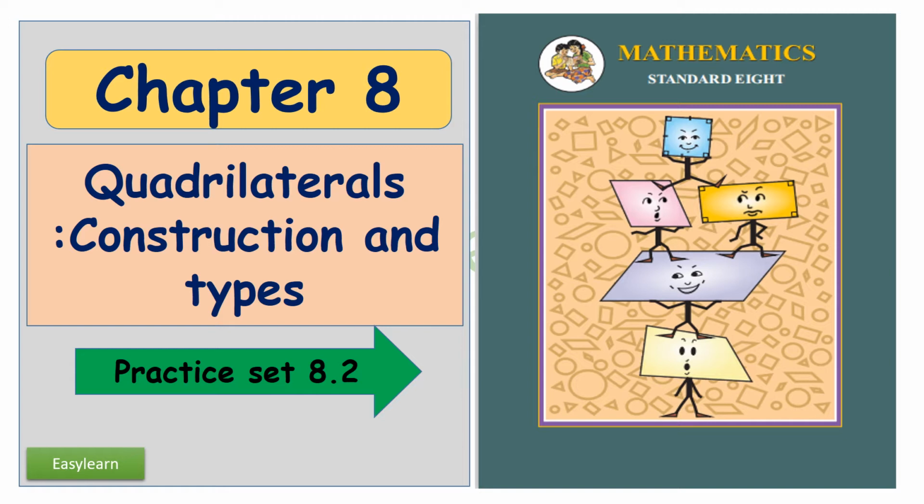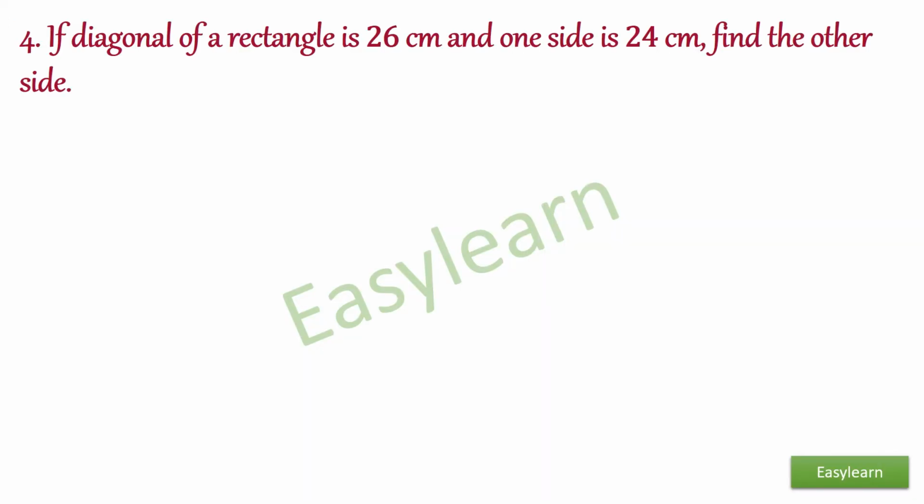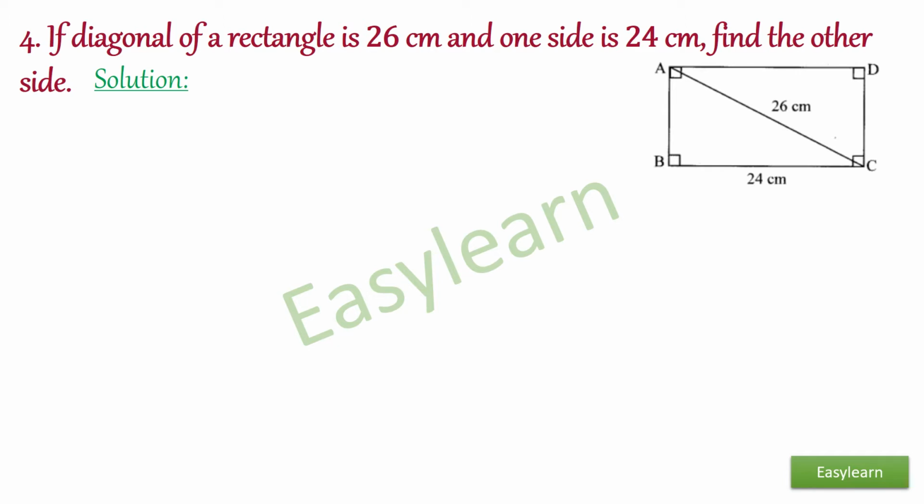In this video, we are going to continue from sum number 4. So let's start. Sum number 4. If the diagonal of a rectangle is 26 cm and one side is 24 cm, find the other side. So solution, now they have given a rectangle and they have given us the diagonal and one side.